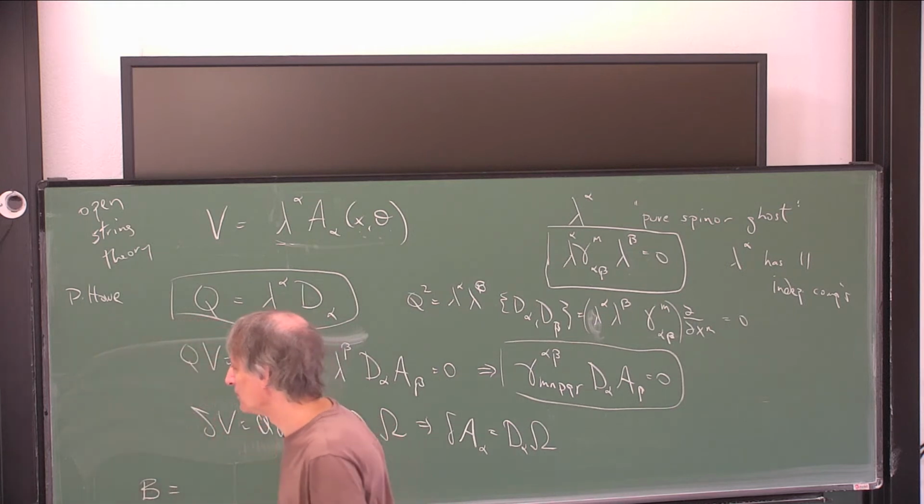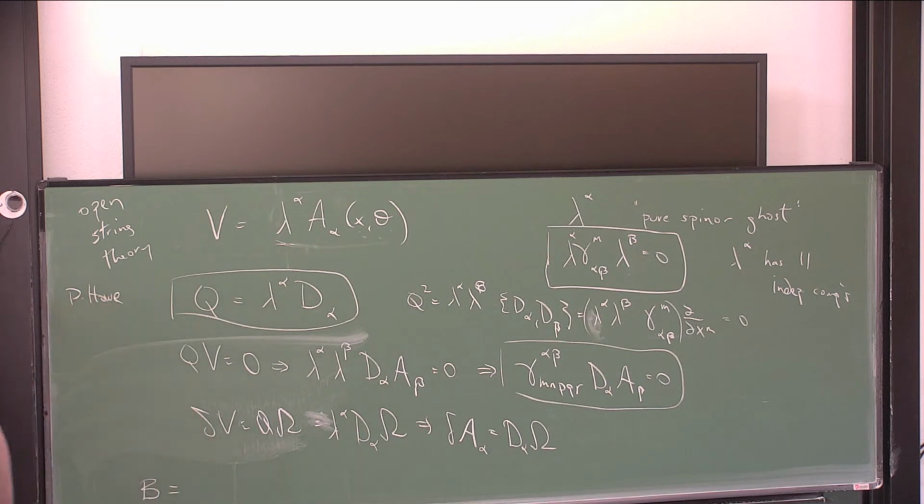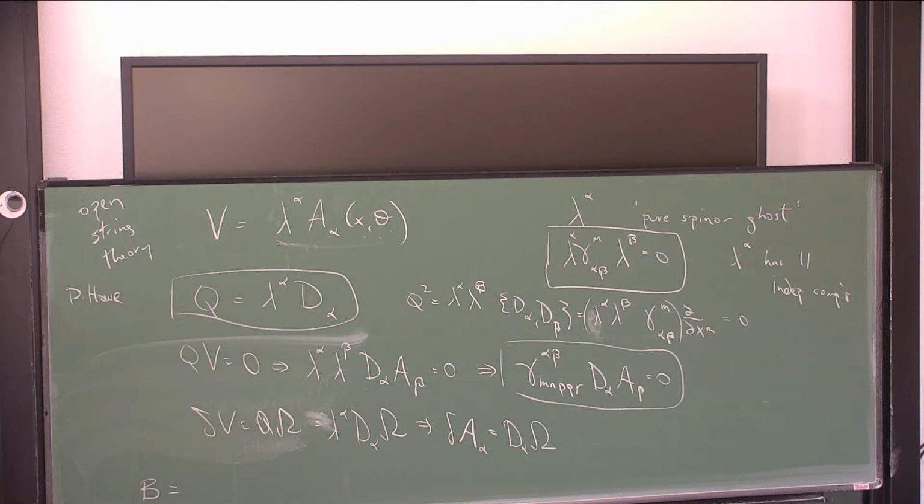Okay, so now we're going to write down the vertex operator. So this is U. And I'm not going to solve this for you. This Q bar equals.